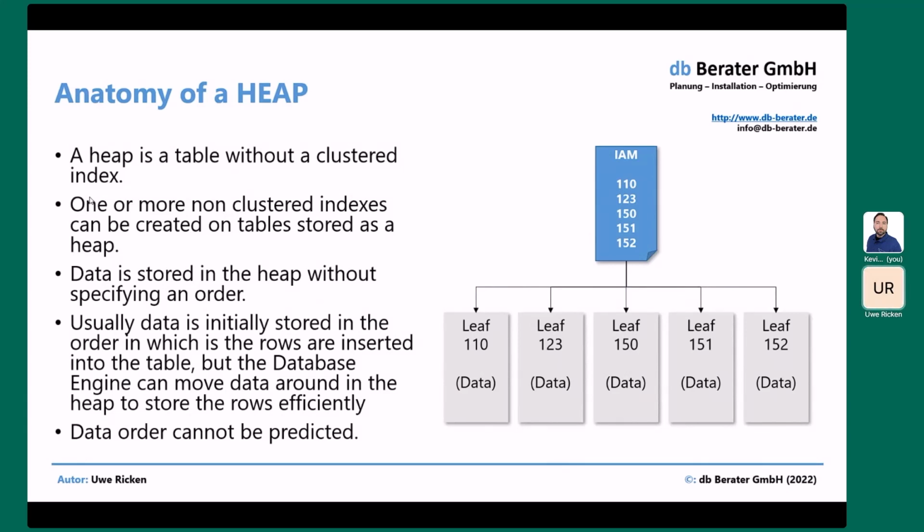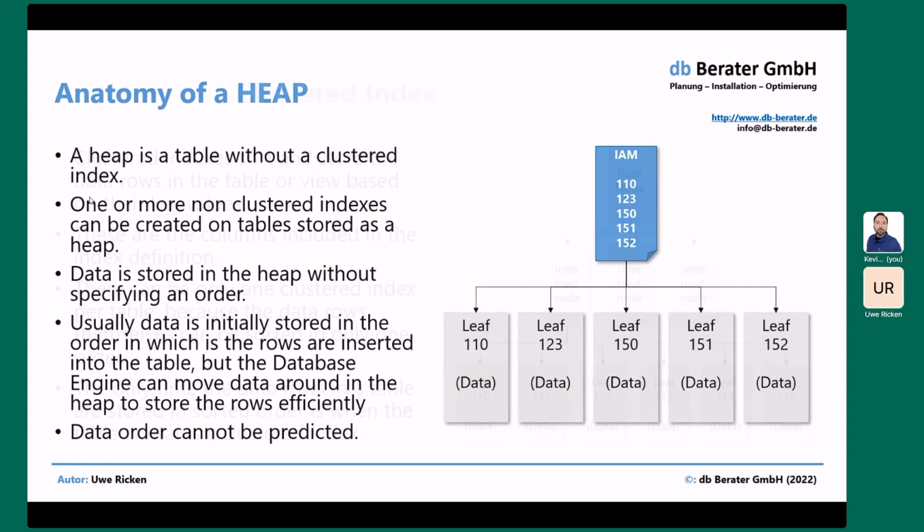Maybe you are working with data warehouses and you have ETL processes to load your data warehouse. The staging area is mostly heap tables, because you can store a huge amount of data into heaps very quickly. Usually, data is initially stored in the order in which the rows are inserted, but there is no guarantee for this. The database engine can move the data around in the heap to store the rows more efficiently. One of the things of the heap is that data order cannot be predicted, because rows get thrown into the table as they come in.